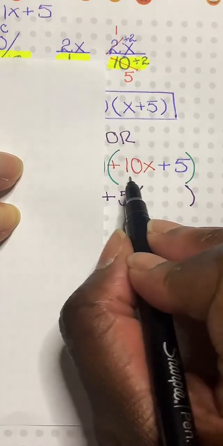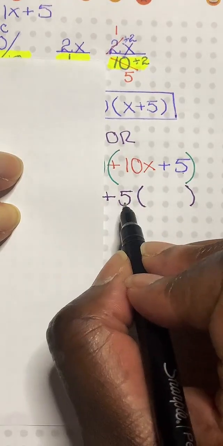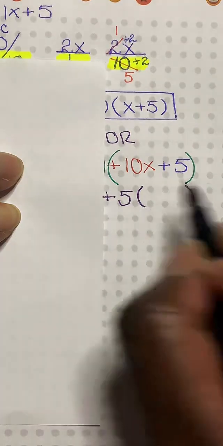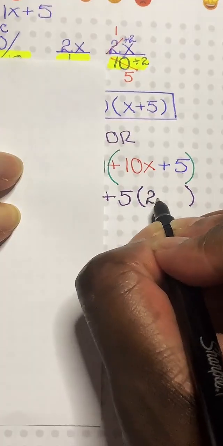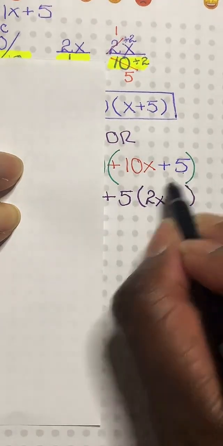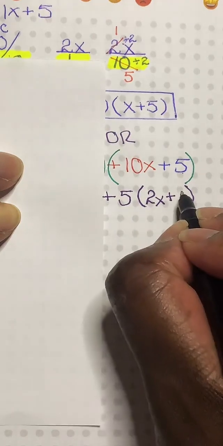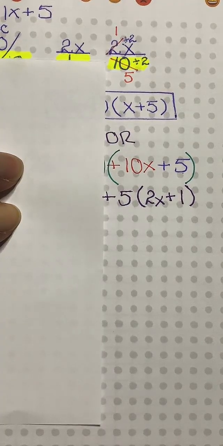So now divide the original, which is 10x plus 5, divide each of them by 5. So 10x divided by 5 gives me 2x. And 5 divided by 5 gives me 1. Okay, so we have 2x plus 1. Good, Kim. Good. How's everybody doing so far?